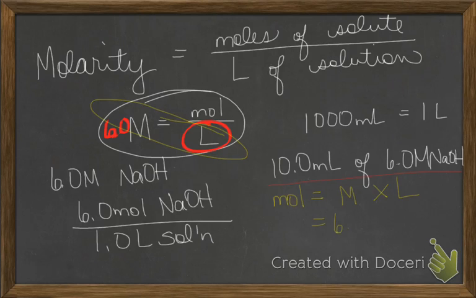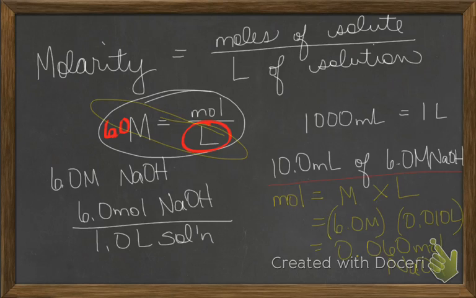So molarity is 6 molar, and the volume in liters, it's 10 milliliters, which is 0.010 liters, and 6 times 0.01 is 0.060 moles of sodium hydroxide. So if we took 10 milliliters of 6 molar sodium hydroxide, then we really only have 0.060 moles of sodium hydroxide.